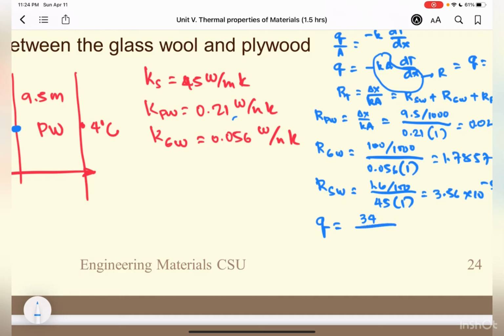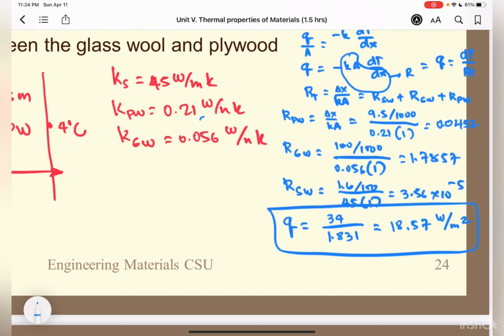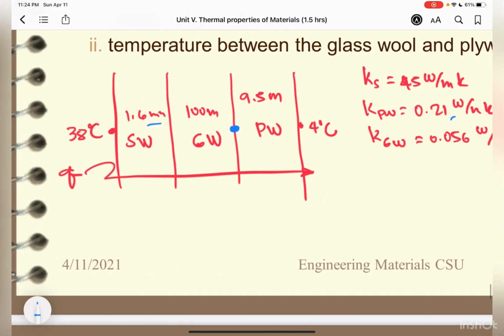You add 0.0452 plus 1.78 plus 3.56 times 10 to the negative 5. So that's around 1.831. And you could get this to be 18.57 watt per meter squared. So this would be your Q. Since it is in series, whatever is the heat transferred along the steel wall, it would just be the same with the glass wool and the plywood.